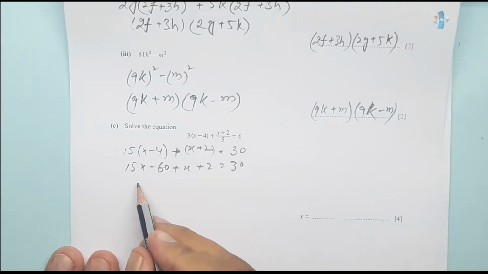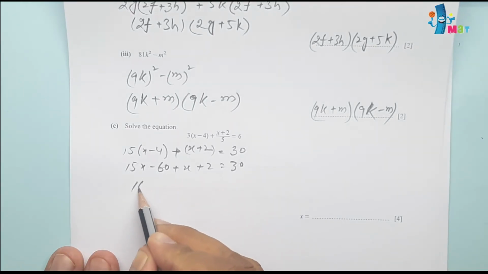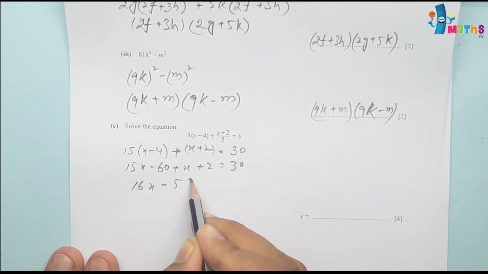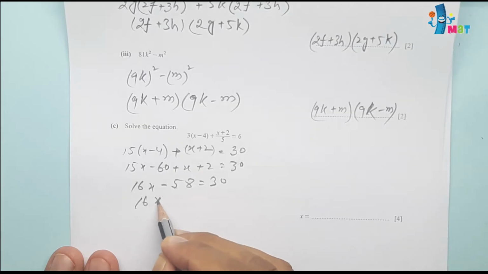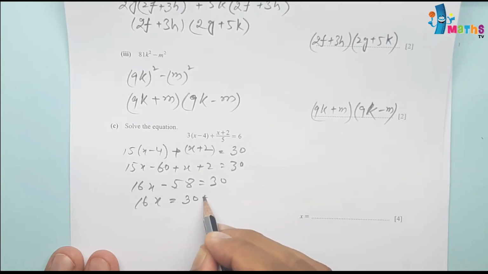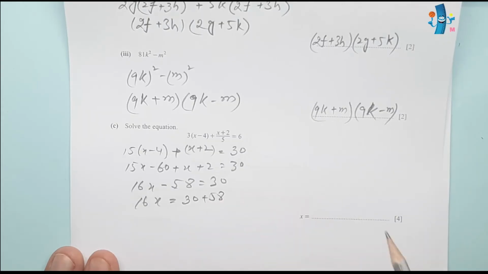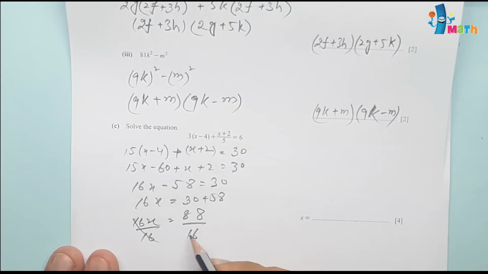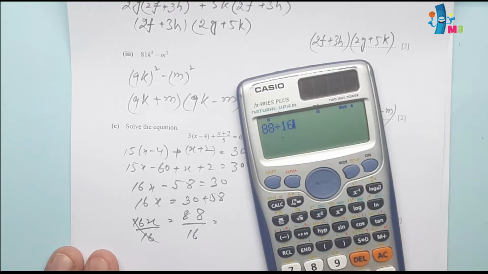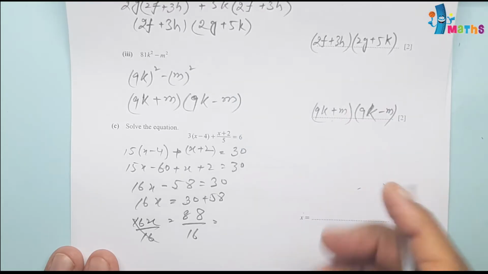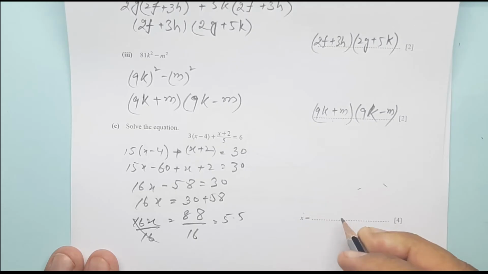Now we can combine these two. This will be 16x and minus 58, this and this is equal to 30. So 16x is equal to 30 plus 58, and then 16x will be equal to 88, and divided by 16 on both sides. This will be equal to 88 divided by 16. This will be equal to 5.5. So our answer will be 5.5.